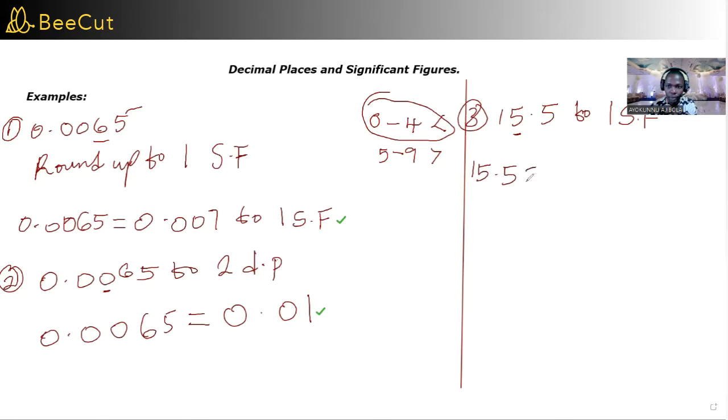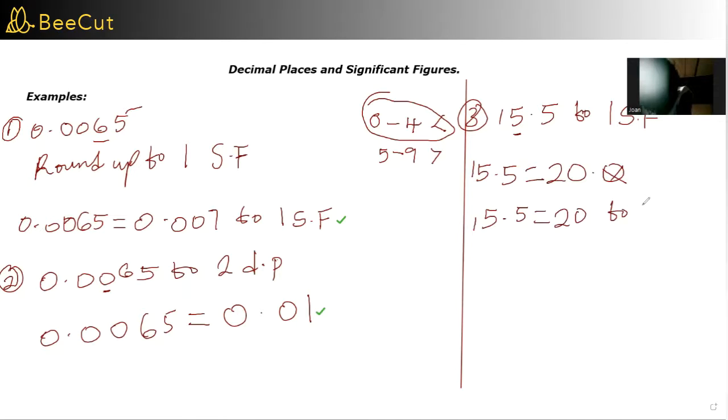Then you say 15.5 equal to, who is that person talking there? So 15.5 equal to 20, but it doesn't matter if you don't put a 0. So you can say 15.5 is approximately 20 when you do it to one significant figure. Yeah, is that clear to all of you? Yes, sir. Okay. Is that clear to all of you? Yes, sir. All right, that's clear.